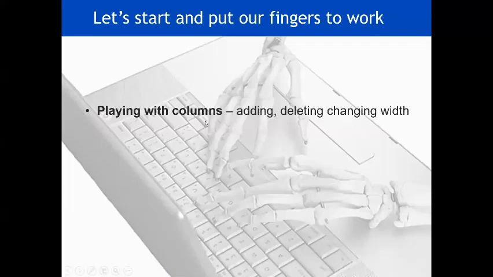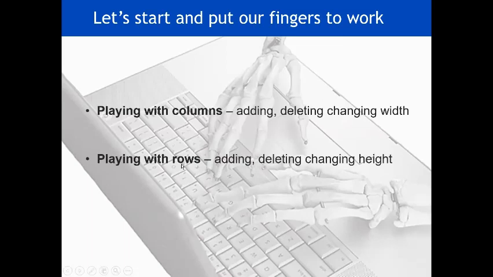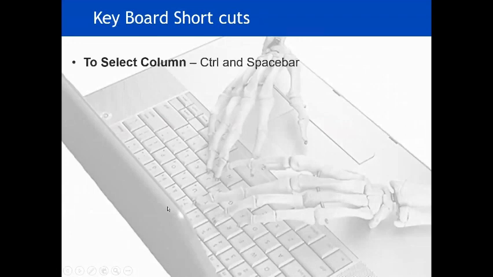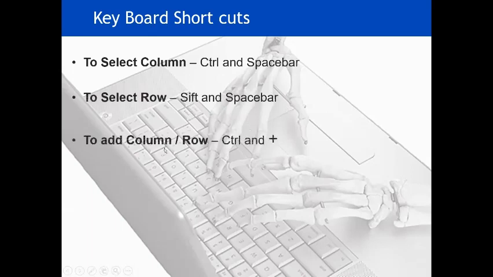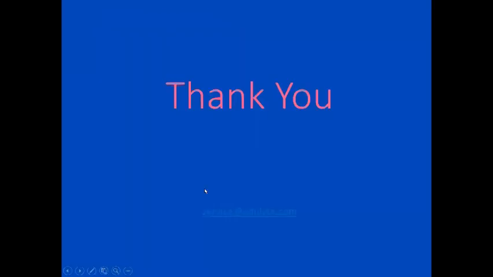So we have gone through playing around with columns, that is adding, deleting, and changing the width. Then we have worked on adding, deleting, and changing the row height. And we have also looked at merging the cells. As discussed earlier, these are the keyboard shortcuts. To select the column, Control plus space bar. To select the row, Shift plus space bar. To add a column or row, Control followed by the plus button. And to delete a row or column, Control followed by the minus key.